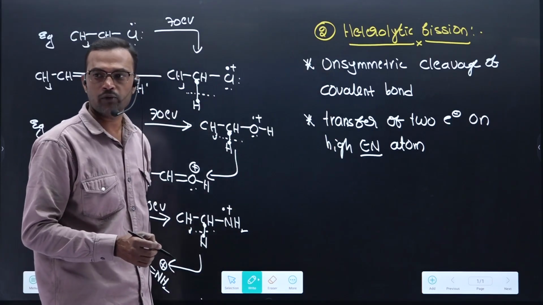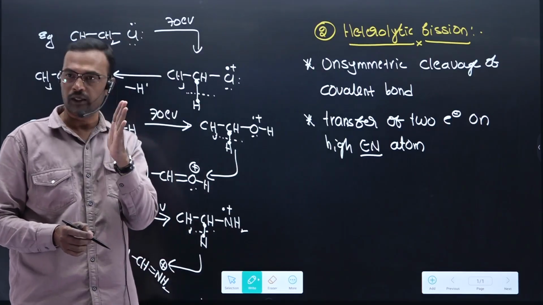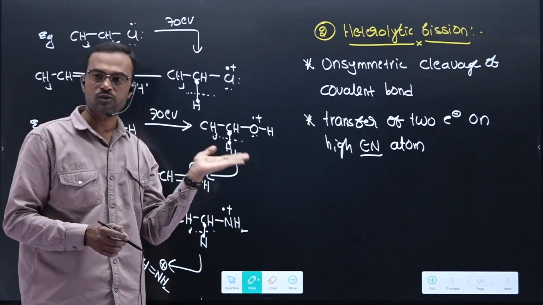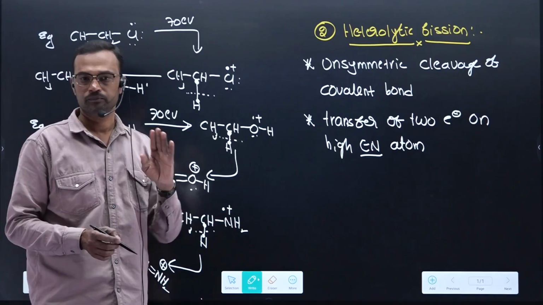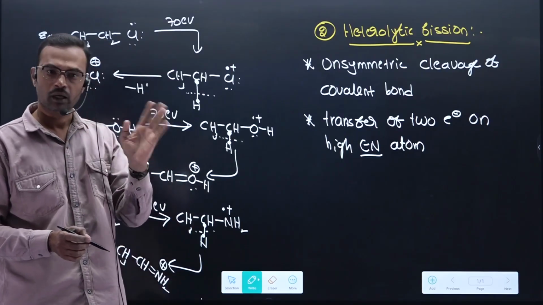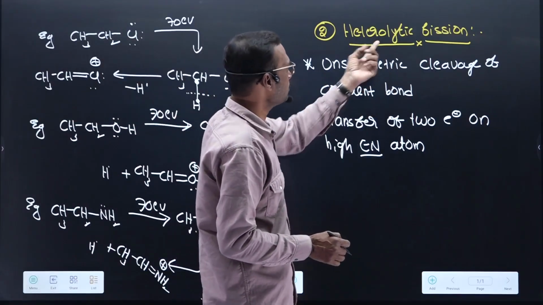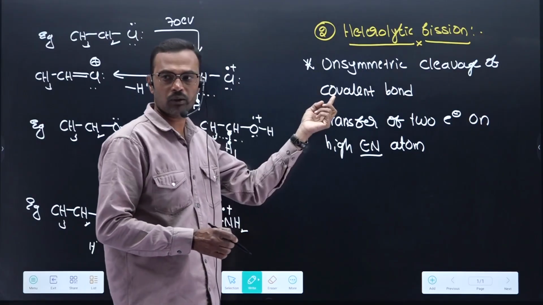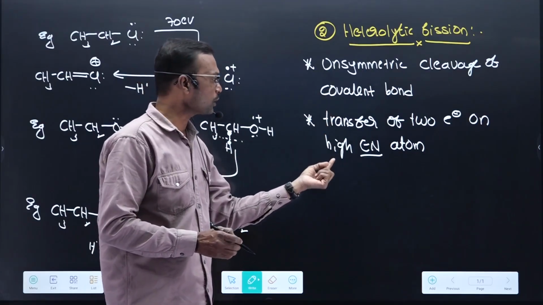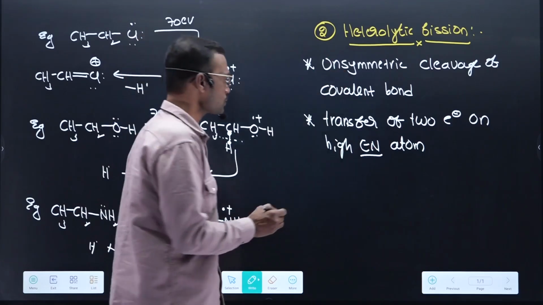So in homolytic fission, how many electrons are present? 2 electrons. But we are breaking equally, meaning 1 electron each. But here we are transferring 2 electrons to one atom. We are not breaking equally, we are breaking unequally. So unsymmetric cleavage of a polar covalent bond is nothing but heterolytic fission. It is not a normal covalent bond, it should be a polar covalent bond. Transfer of 2 electrons to the highly electronegative atom leads to cations and anions.